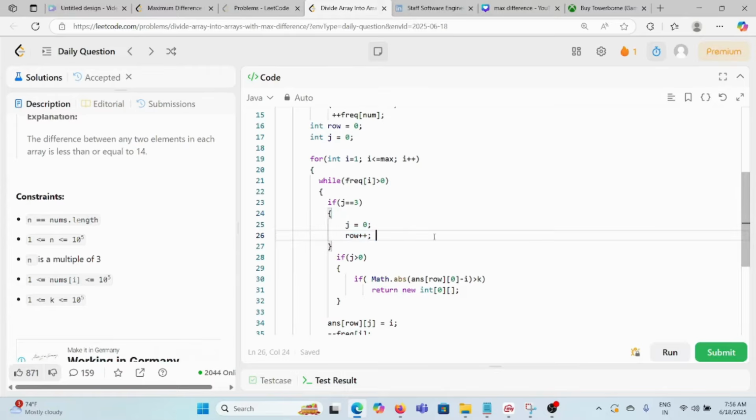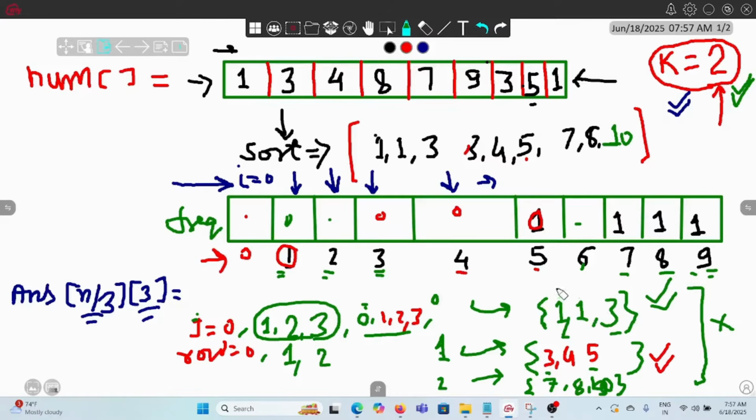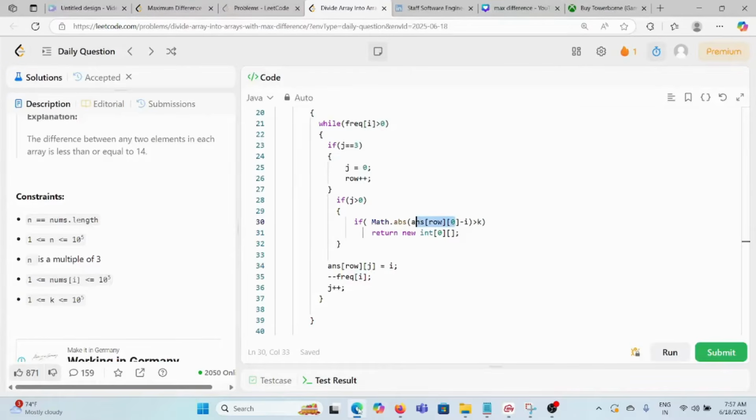Now in the while loop, till the time frequency is greater than 0, okay, if j is greater than 0, that means we are either having 1 or 2 or 3. At that time we are checking this difference. So answer row 0 is the first value in this group, right? This is the first value. So this would be the smallest value, and we are checking the difference of all of them with this smallest value, so that we will check whether it is going beyond k or not. So that is why we are doing Math.abs of answer row 0 minus i. Okay, if it is greater than k, that means it's a violation, we are immediately returning the null value.